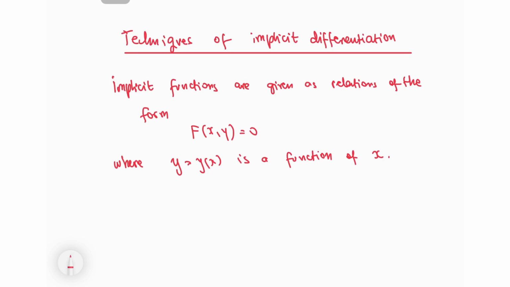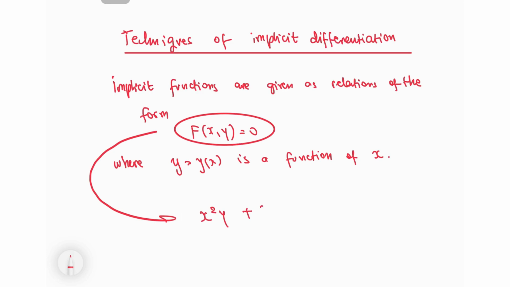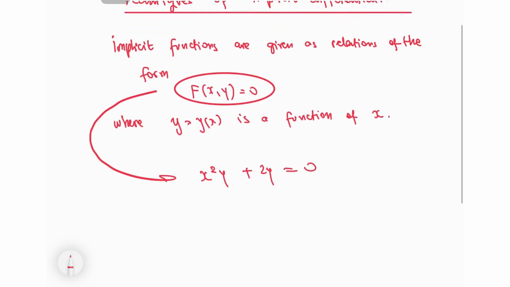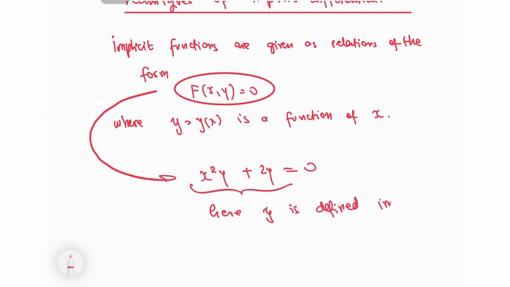When we say f(x,y) equals 0, that means, for example, we can have x squared y plus 2y equals 0. This is one example where y is defined implicitly.